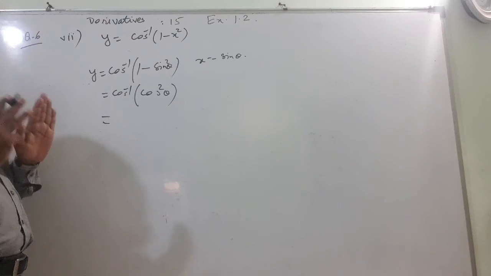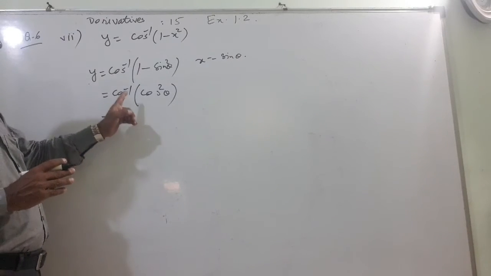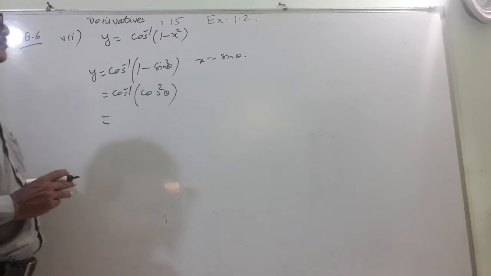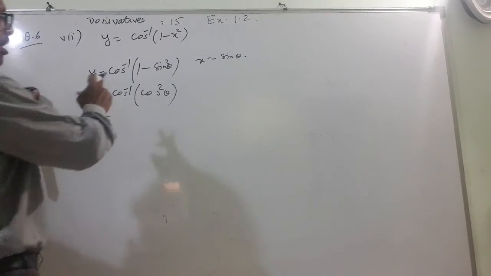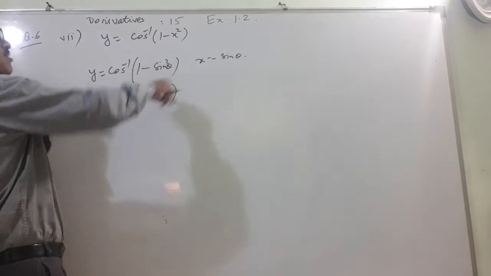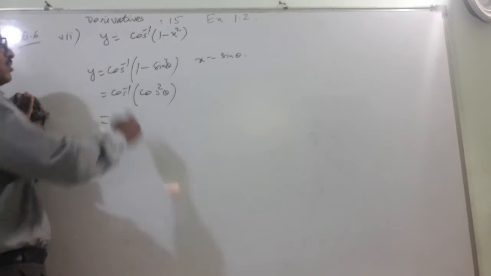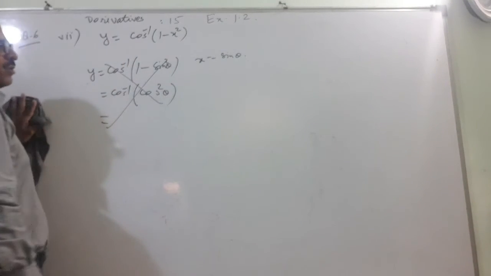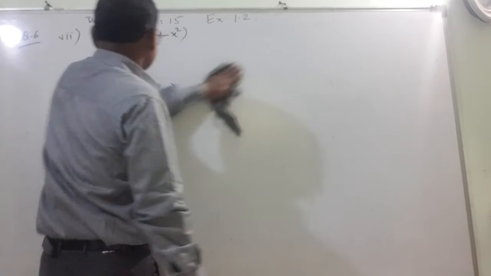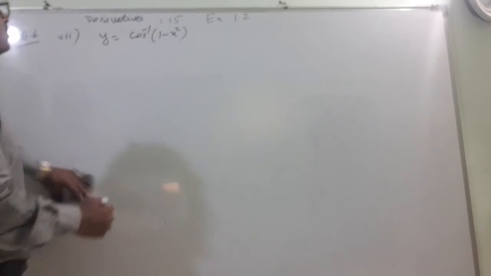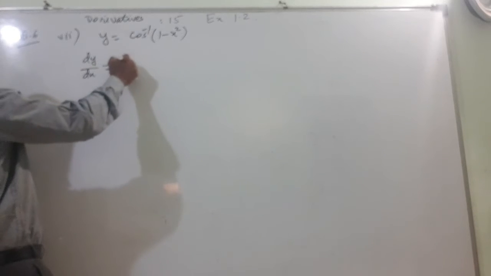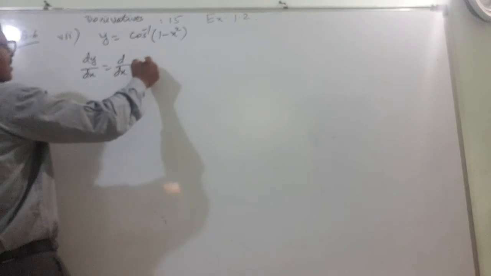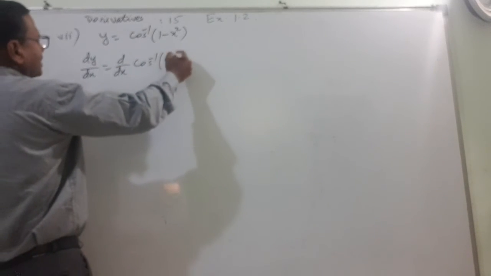And this gets cancelled, it is not so. So always remember this will not get cancelled. Okay, so remember this very well. Cos inverse and cos square will not get cancelled. So this is the wrong idea. Don't do that. So what to do? Directly dy by dx is equal to d by dx of cos inverse of 1 minus x square.